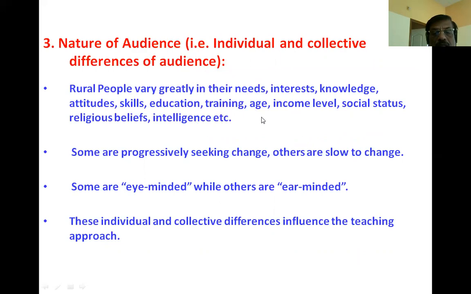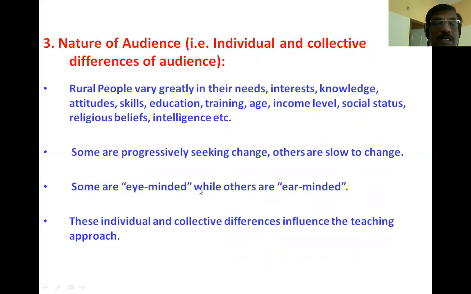Some are intelligent, some are highly educated, some are illiterate, some are landlords, some are smallholders. Like this, rural people vary greatly in various aspects. Some are progressively seeking change and others are slow to change. Some farmers want to change; they want to adopt improved practices. Some people want change, but they adopt slowly. Some people do not want change. They are called traditional minded.